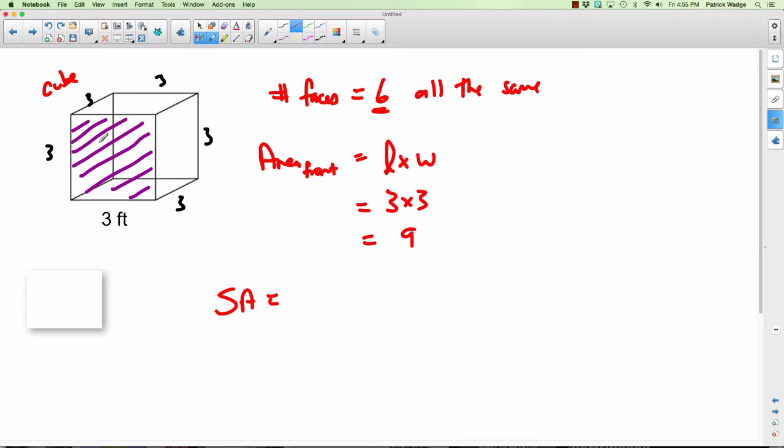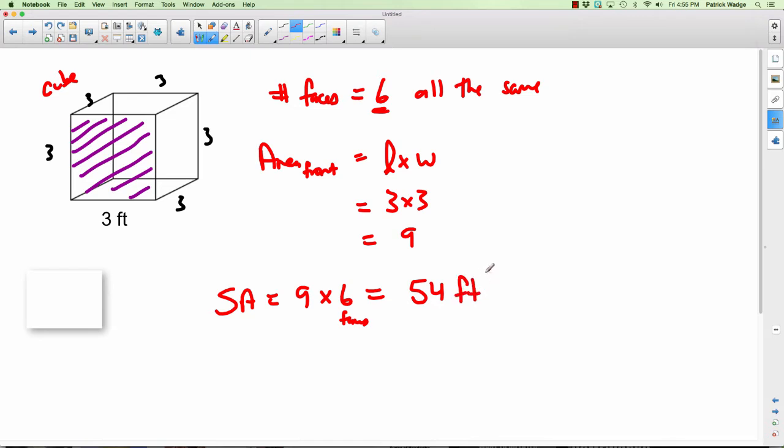Now, we want to get the surface area though. So if this face, the purple one, has an area of 9, and there's 6 faces that all are exactly the same size, we just take our 9 and multiply it by 6 faces. I'll put 6 faces here because they're all the same, and you get 54. So you get 54 feet.